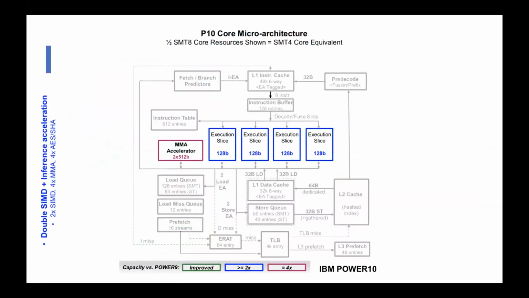Right, this is a microarchitecture view of the Power 10 core. So what I was talking about, this MMA accelerator, right? These are the regular SIMD units. Earlier we used to have in Power 9 only 2 such 128-bit units, but right now we doubled it. That way we can support 4 regular SIMD operations every cycle.